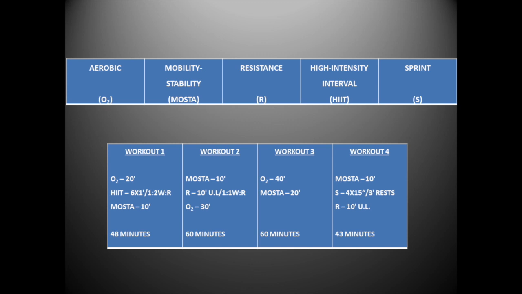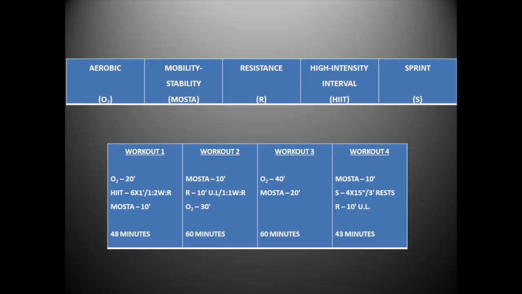Workout 1 starts with 20 minutes of aerobics and then goes right into HIT, so we get a little carryover effect there. The HIT is 6 times 1 minute with 2-minute recoveries, and this can be done while running, on a bike or other machine, or in a pool. We finish with a 10-minute dose of MOSTA, and the entire session is completed in about 48 minutes.